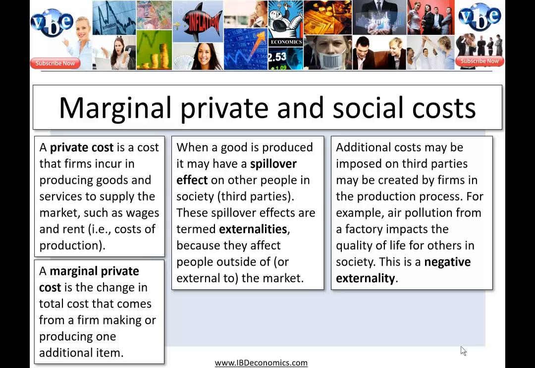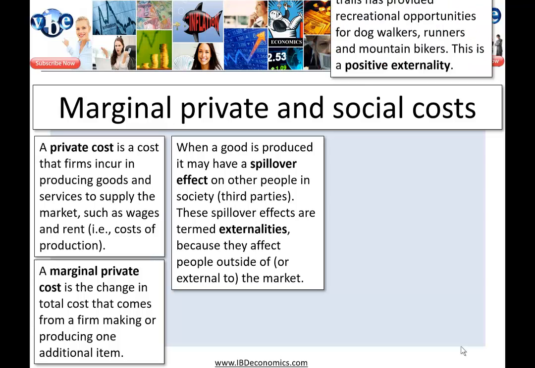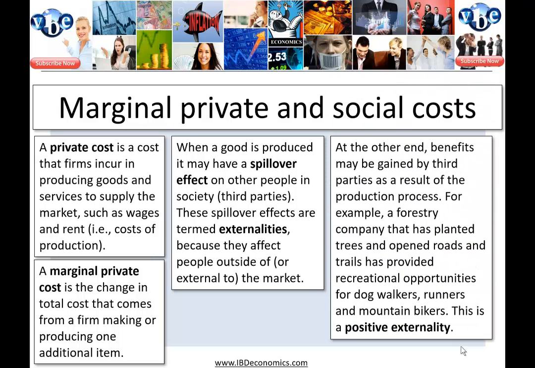Now, additional costs may be imposed on third parties that may be created by firms in the production process. So if we take air pollution, for example, air pollution from a factory impacts the quality of life for others in society, and that's a negative externality. And on the other end, benefits may be gained by third parties as a result of the production process. If we take the example of a forestry company that has planted trees and opened roads and trails, that has provided recreational opportunities for runners, mountain bikers, etc. And this is a positive externality of production.